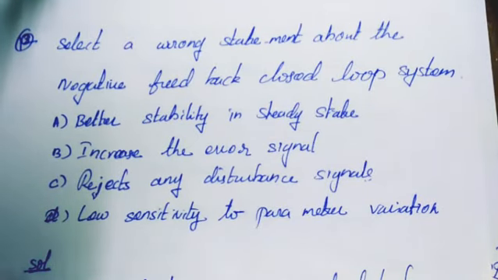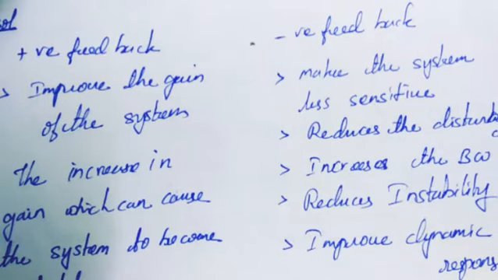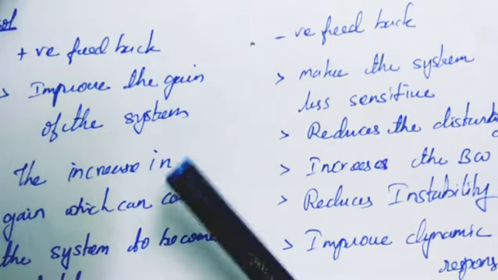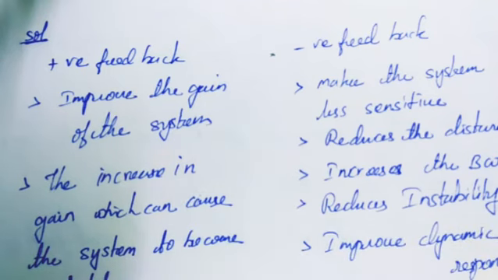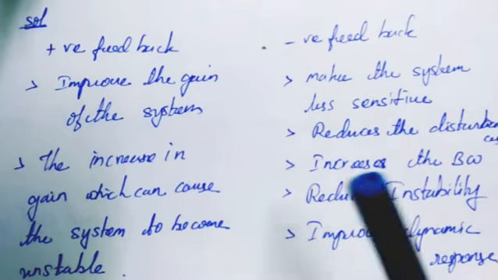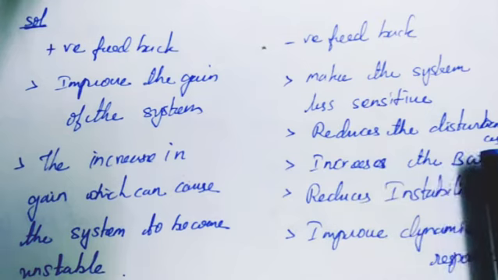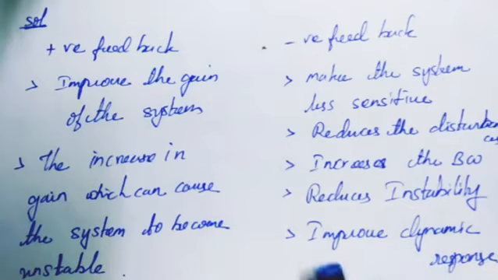Next question. Select a wrong statement about the negative feedback closed loop system. Before checking the answer, recall something about positive and negative feedback. For a system with positive feedback, it improves the gain of the system. The increase in gain will lead the system to an unstable condition. Giving negative feedback to a system makes the system less sensitive, reduces the disturbances, increases the bandwidth, reduces the instabilities, and improves the dynamic response.